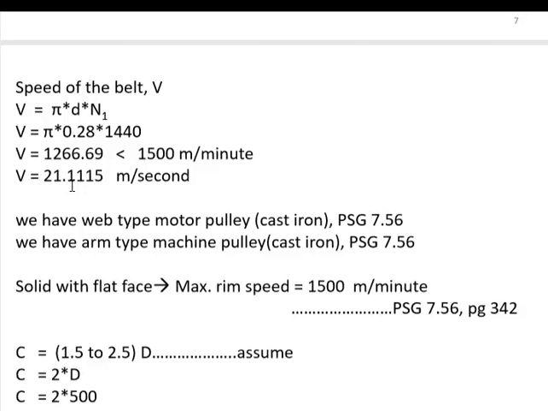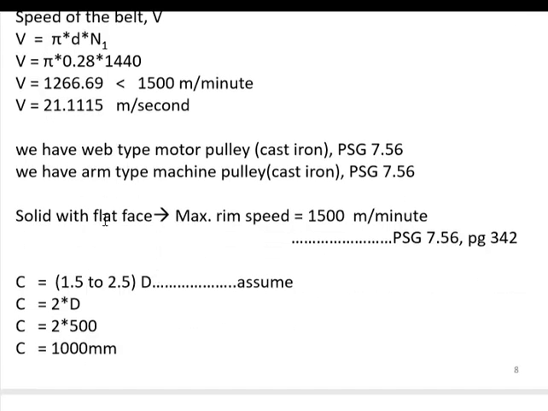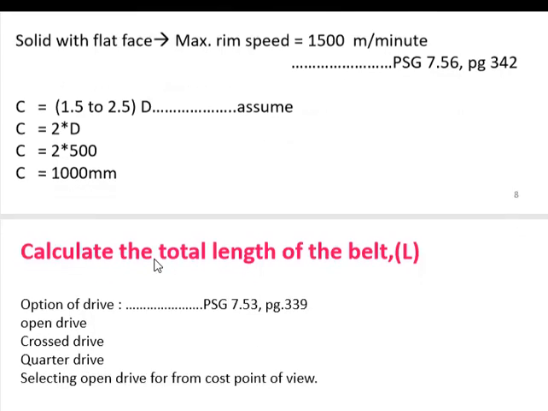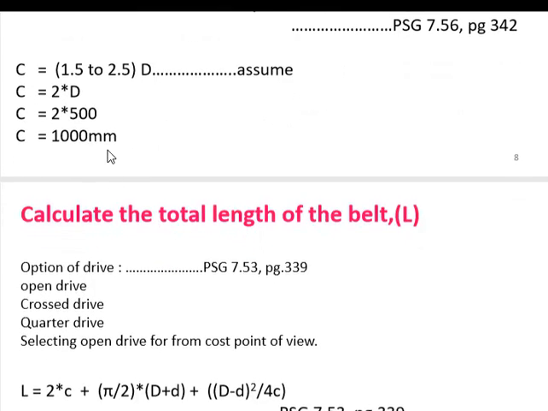Now once this is over, we have selected the type, that is cast iron, and the subtype like solid face or split face. We have selected one of that. We will try to calculate what is the center distance. The center distance is represented by the symbol C. Now C is 2 times the bigger diameter, so the value comes around 1000 mm.